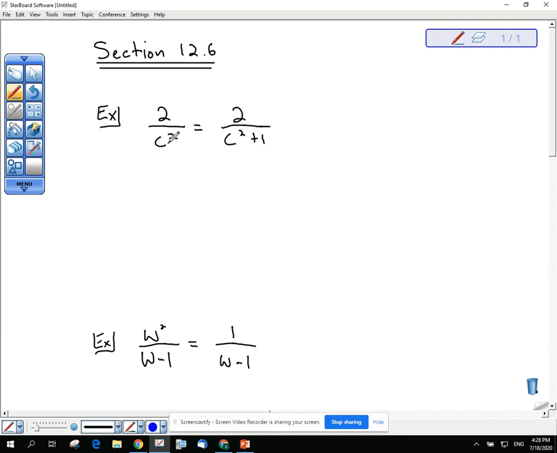So here we go. Let's cross multiply. 2c squared, when I do this, is equal to 2c squared plus 2 when I do this. And when I then subtract 2c squared from both sides, you're going to get 0 equals 2. That's a no solution situation.